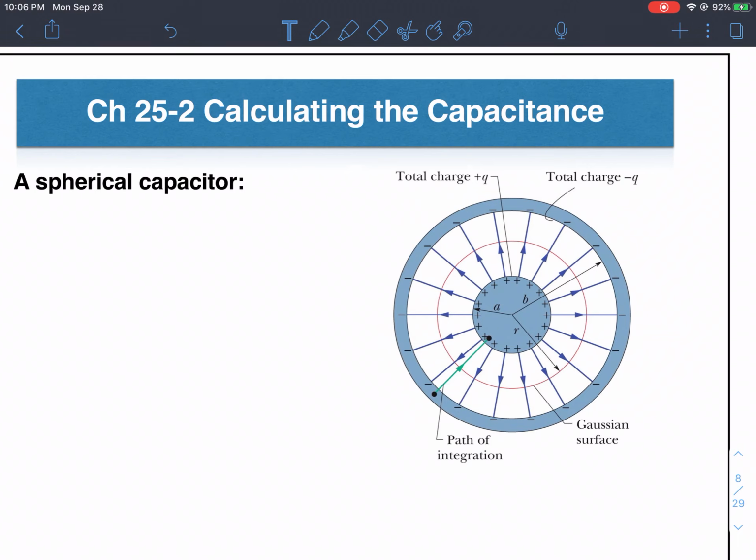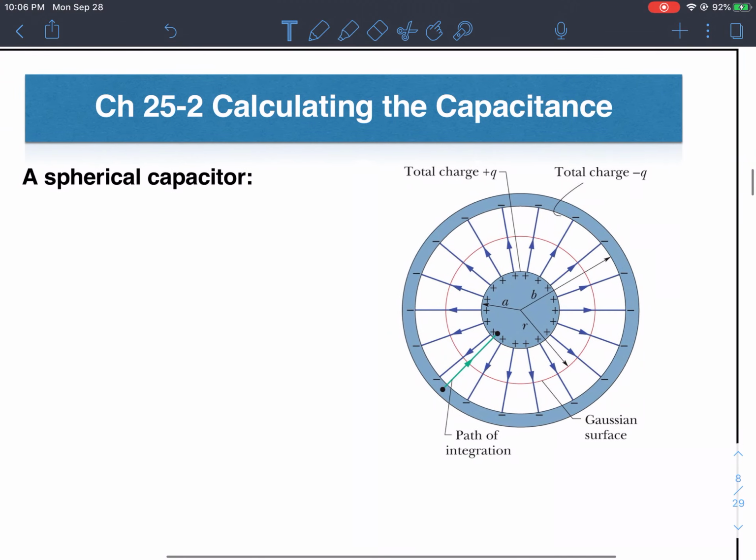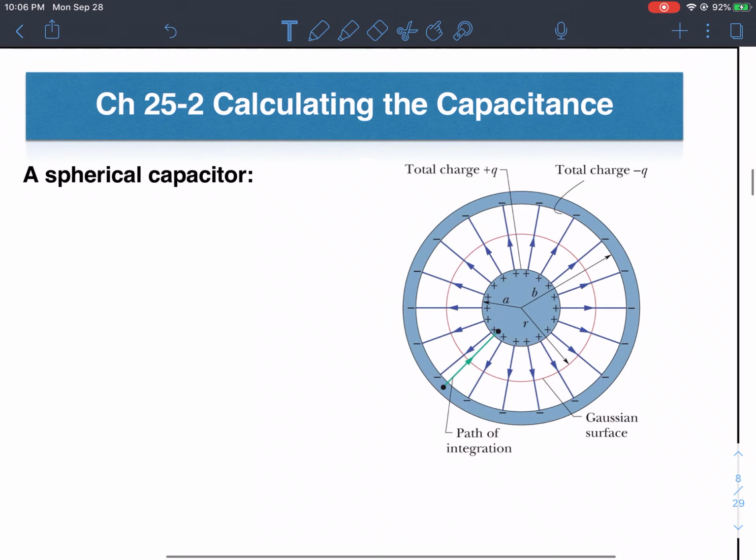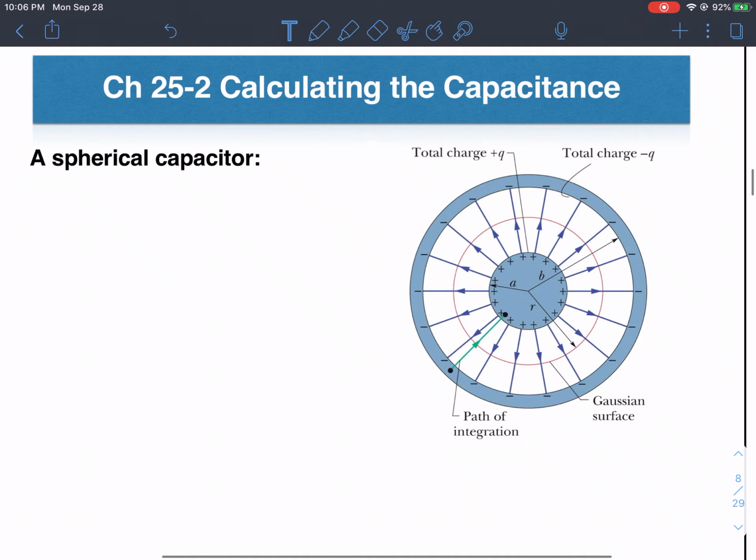Next, we are going to talk about the spherical capacitor and how to calculate its capacitance. Again, we will be using a Gaussian surface because we're using Gauss's law to find the electric field. Once we find the electric field, we will integrate it to find the potential difference, and then we will use that in the electrical equation for capacitance to figure out the geometrical equation of the capacitance for a spherical capacitor.